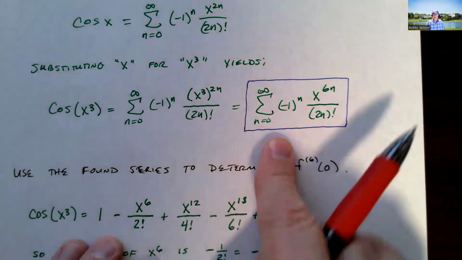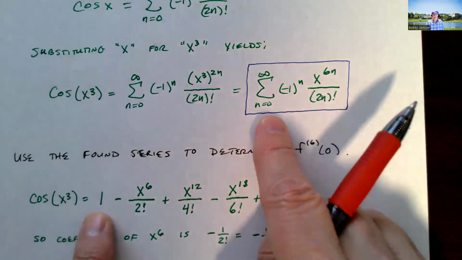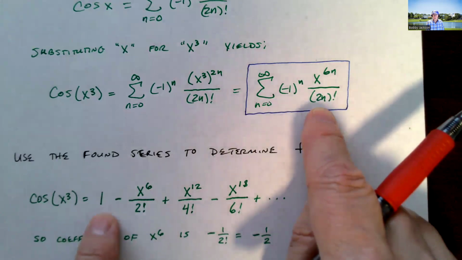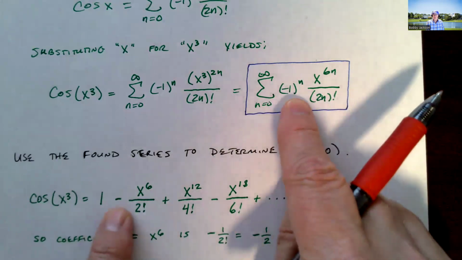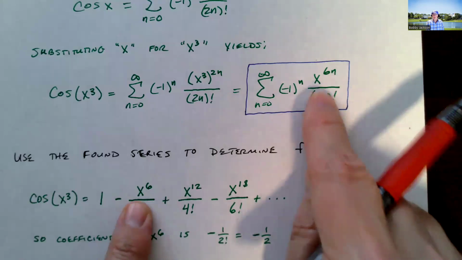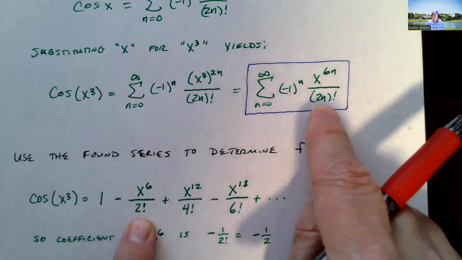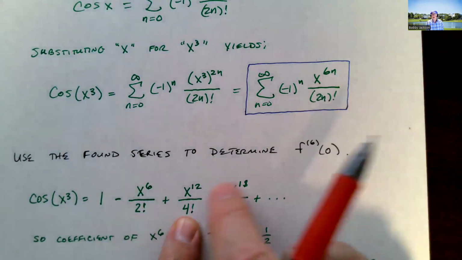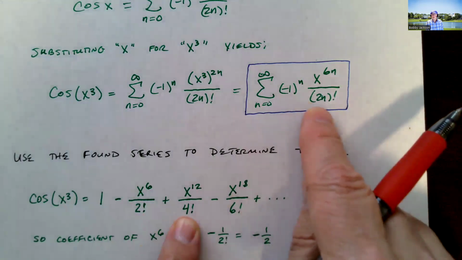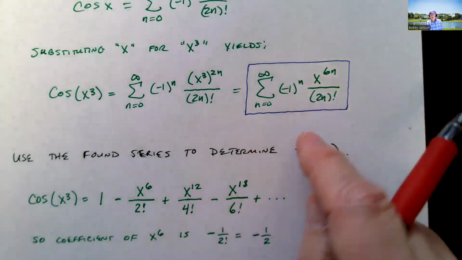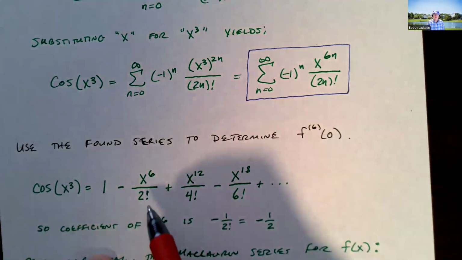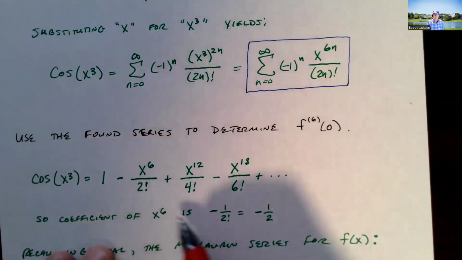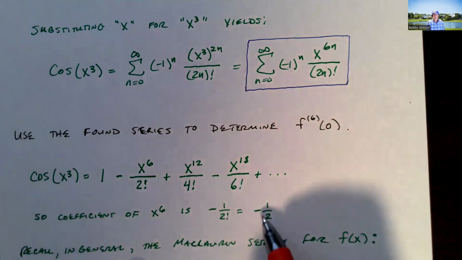Instead, let's just term by term list out the cosine of x cubed. When n equals 0, that's 1. X to the 0 is 1. 0 factorial is 1. I get 1. When n is 1, I get negative 1, x to the 6th, over 2 factorial. And then when n is 2, I'll get this. 6 times 2 is x to the 12th. It's positive, 2 times 2 is 4, and 4 factorial. And then I get this one and so on. I just want you to note that the coefficient of x to the 6th is negative 1 over 2 factorial, which is just negative 1/2.